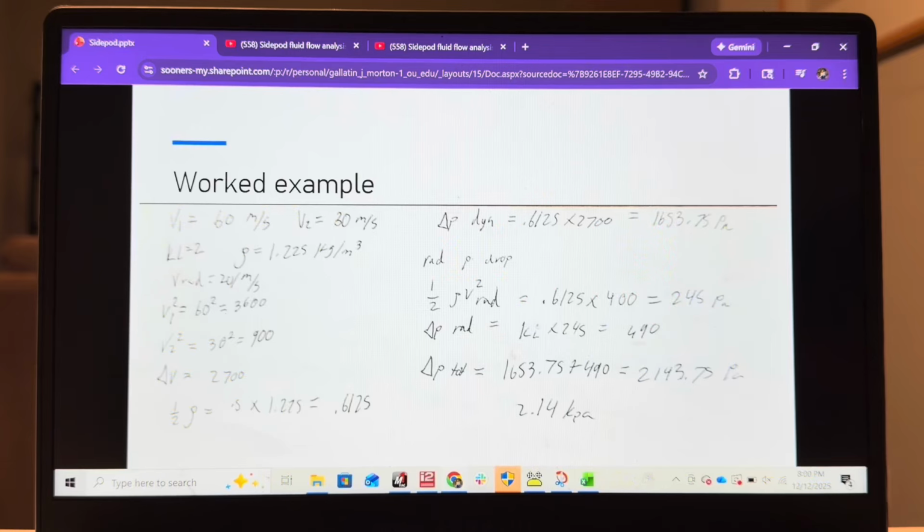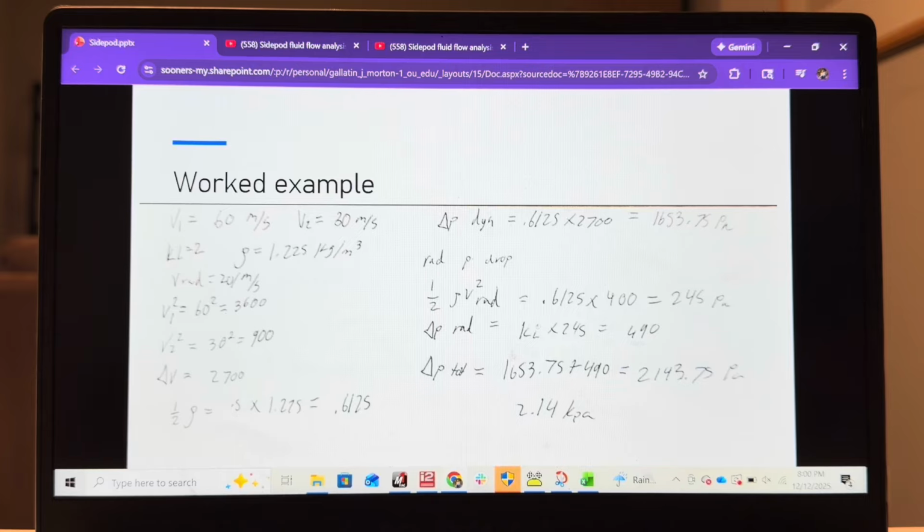Kind of a worked example. I chose some velocity values that we know, as well as some loss values that are typical for a side pod. So we're going to have our V1, our V2, and then that KL is going to be our losses. Assumed an air density of 1.225, and then we have a velocity through the radiator of 20 meters per second. So when doing these calculations, you have to calculate Bernoulli's twice. So that's what we're going to do here.